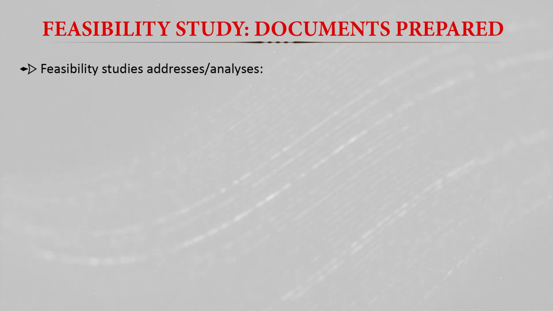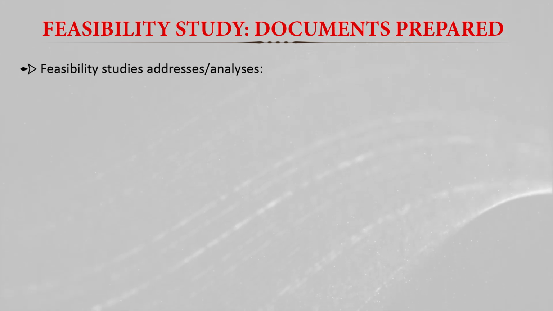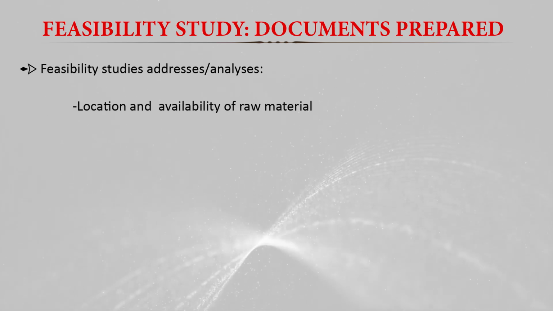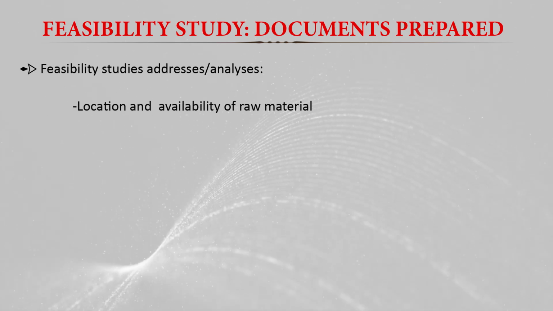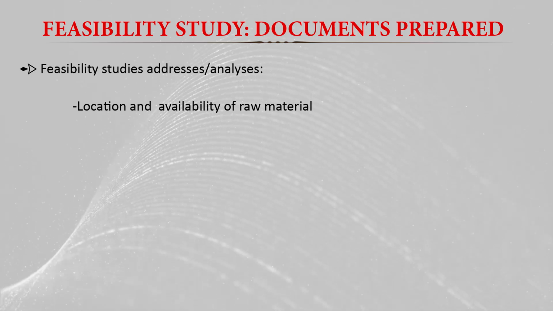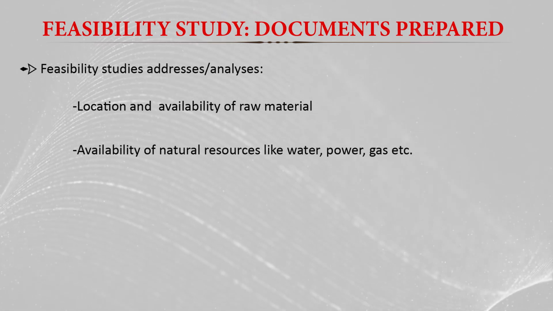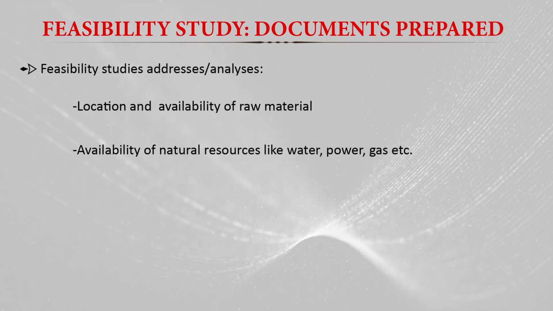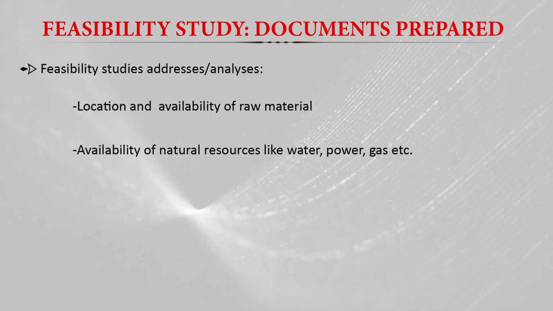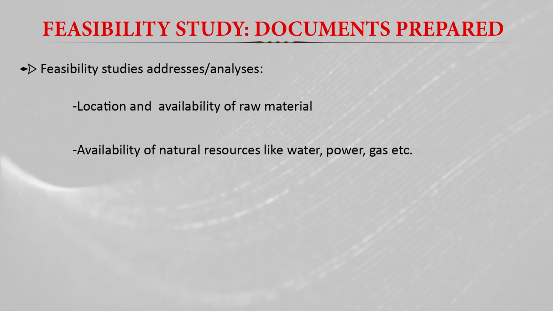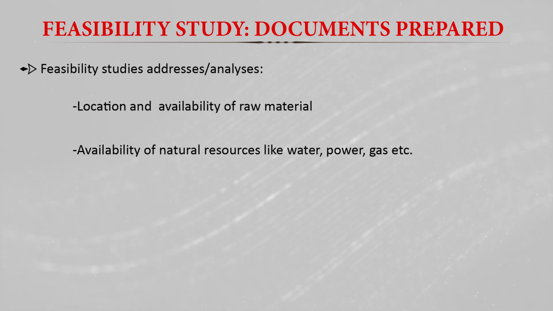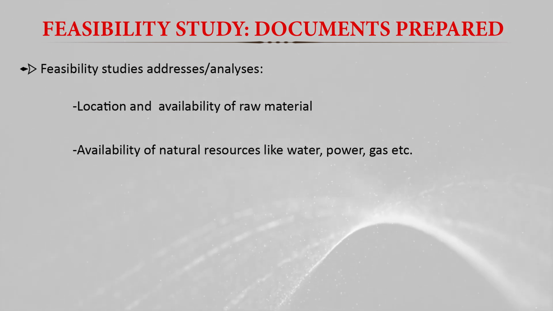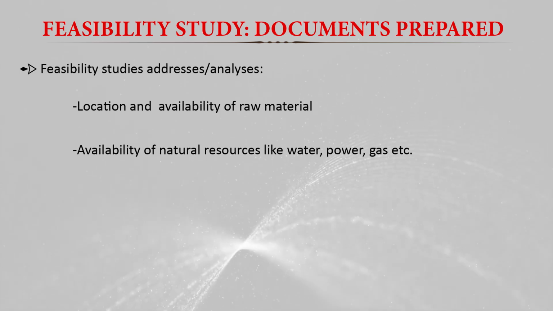Different types of documents are prepared, and when we prepare the documents out of the feasibility study, we analyze the locations of the project and the availability of the raw material for the project. We also see the availability of the natural resources, and we list them, like water, power, gas, or land in case of agriculture. So we identify the location and availability of the raw material as well as the natural resources.